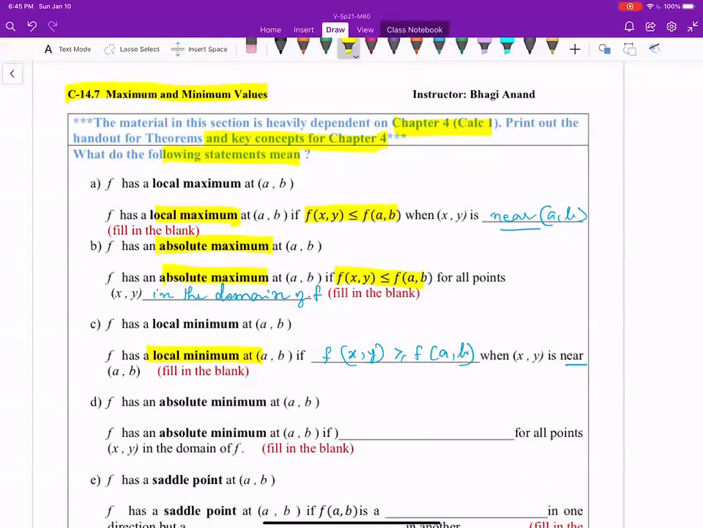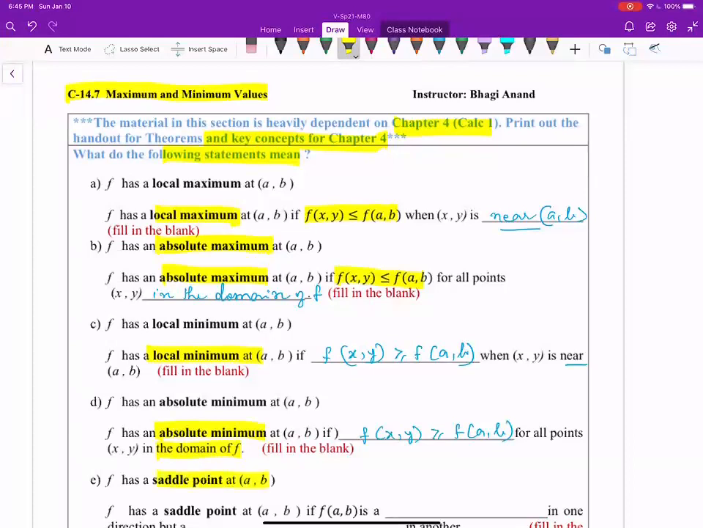F has an absolute minimum at (a, b) if f(x, y) is more than or equal to f(a, b) for all points (x, y) in the domain of f.